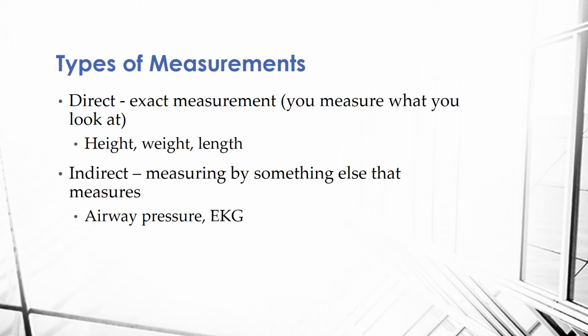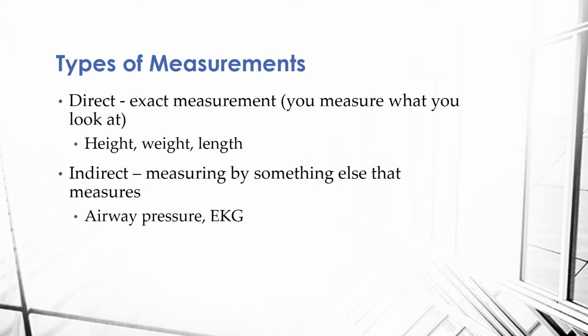So the two types of measurements you're going to get are direct measurements and indirect measurements. These are more statistical terms that you need to know about. Direct measurements are the exact measurements that you are looking at. These are things like height, weight, length. I mean, you see them.